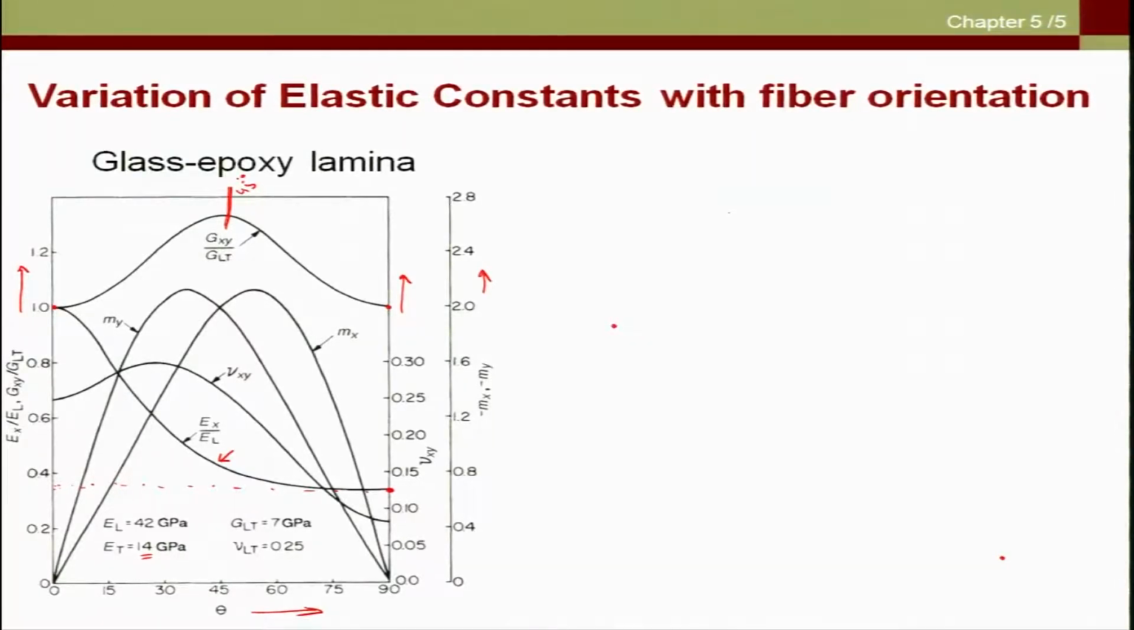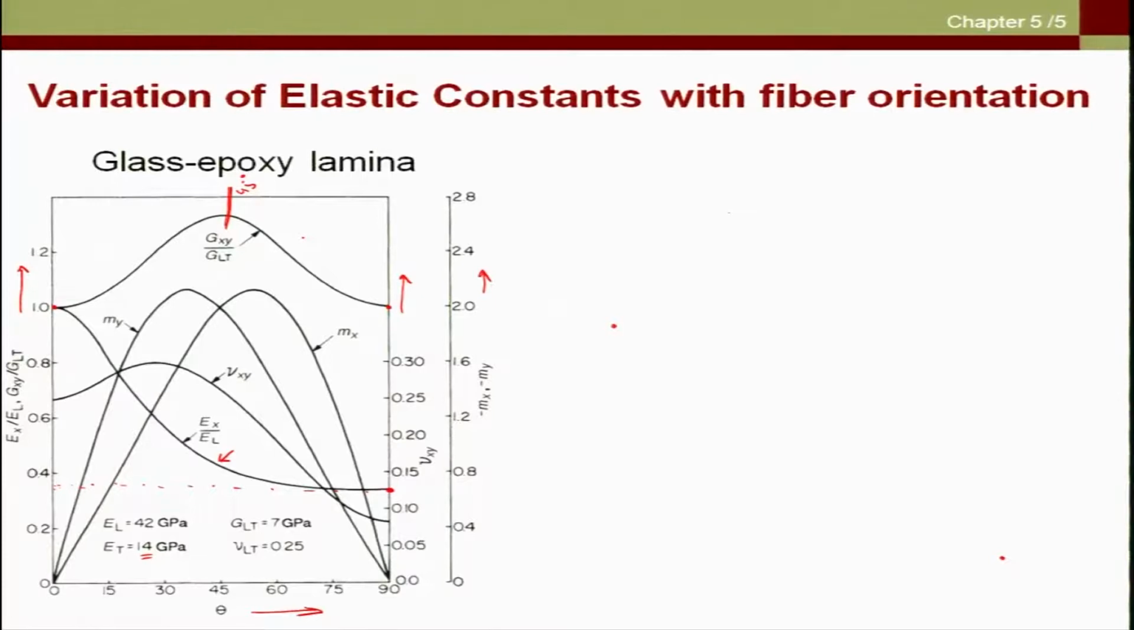The third thing is that the maximum value of Gxy is always at around 45 degrees. It is not at theta equals 0 or at theta equals 90 degrees. So, this is another important feature. A lot of times we may think that shear modulus will be maximum when theta equals 0 degrees or 90 degrees, but that is not true. It is maximum when theta equals 45 degrees.